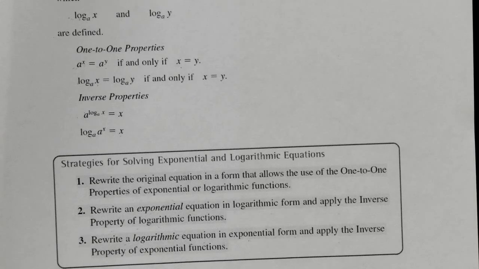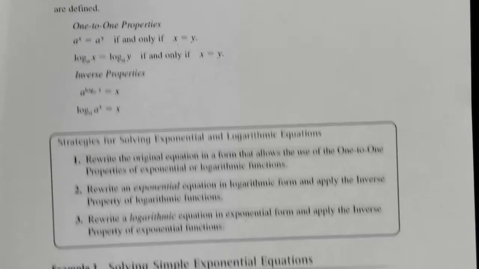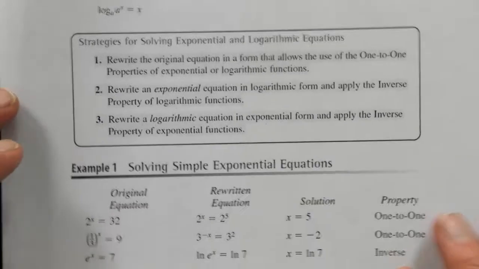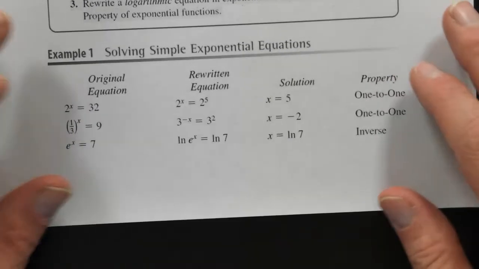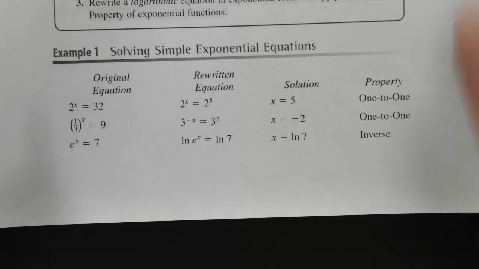So that's what we were saying: when you have an exponential, then you can take the log of both sides to get that x to fall out of the exponent. And like I say, we'll show you some examples of what that means here in just a minute. Here are a couple examples to get you started with it.